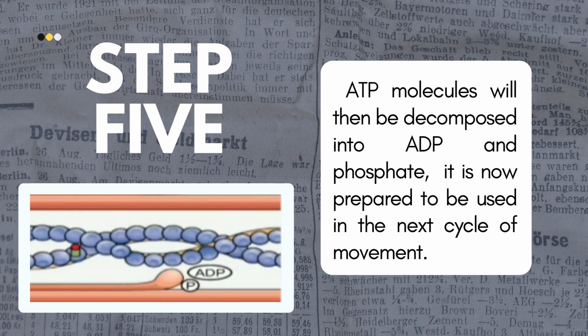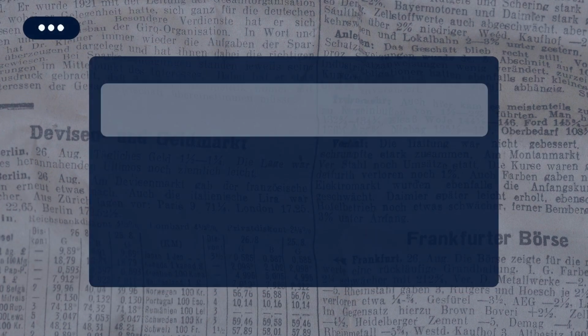So for the last step, the ATP molecules will then be decomposed into ADP and phosphate, with the energy released by this reaction stored in the myosin heads. And now it is prepared to be used in the next cycle of movement. The myosin heads will now resume their starting positions along with the actin myofilaments and can now begin a new sequence of actin binding. And with that, the presence of further calcium ions will trigger a new cycle.